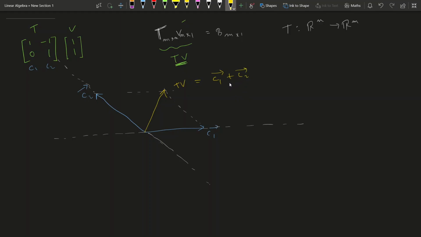And that is quite evident from this matrix multiplication, because this whole thing can be written as 1 times the first column plus 1 times the second column, and this is nothing but 1 dot c1 vector plus 1 dot c2 vector, isn't it so?